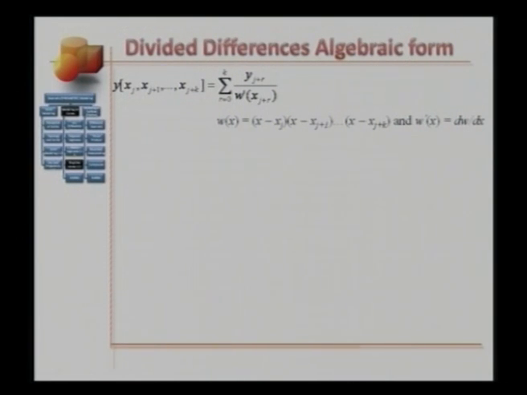Let me give you a few examples that will help you understand and remember this a little better. For example, when k is equal to 0, we are talking about y of xj alone. So y of xj is equal to y of x, r is 0 here, y of xj over w prime of xj. What is w prime of xj? It is the first term here, x minus xj. Differentiate this once to get 1. So this is y of xj over 1, which is simply yj. How about for k equals 1?